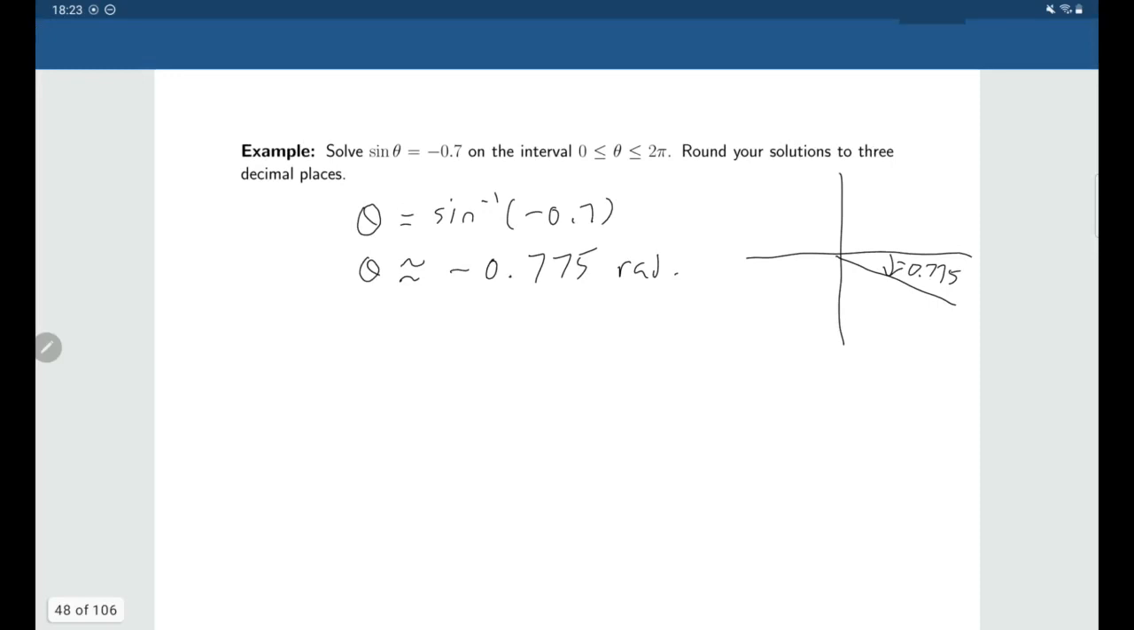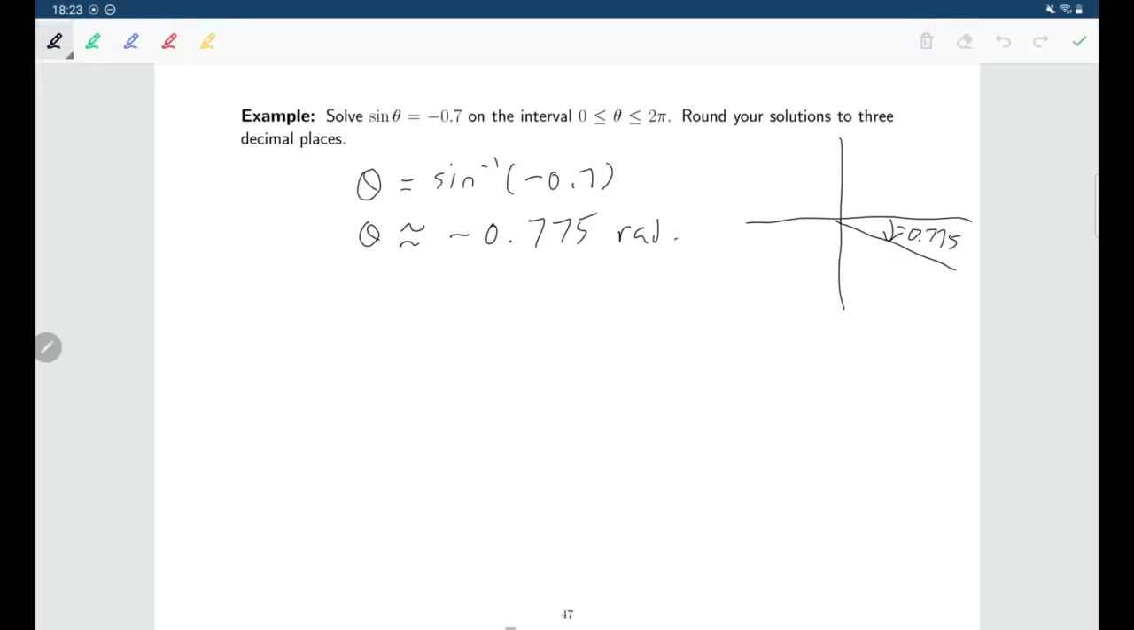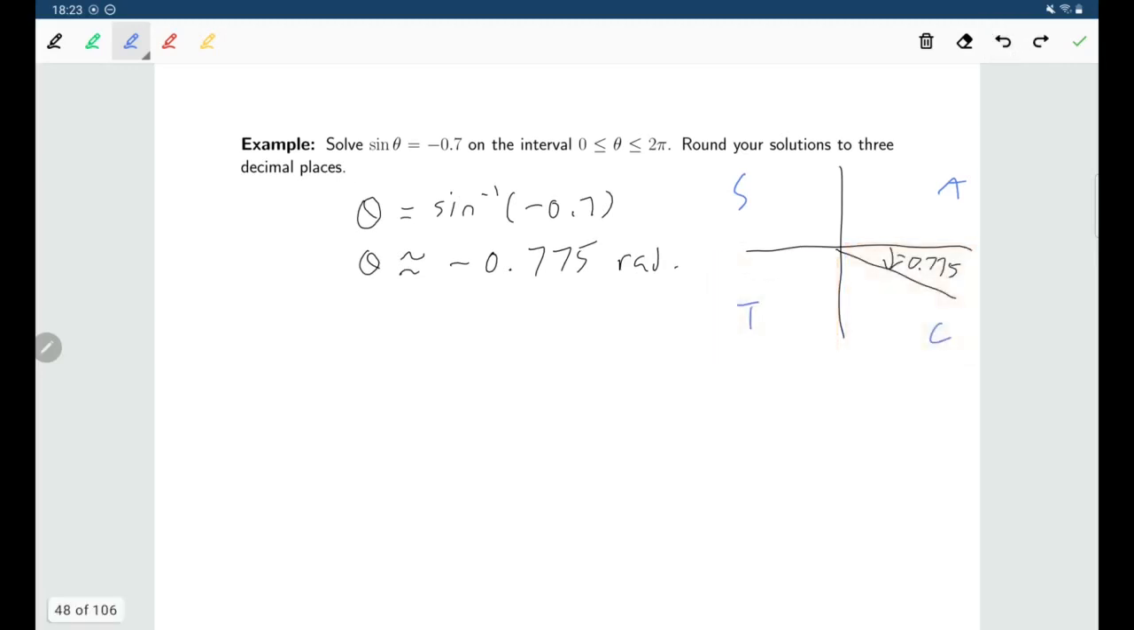So I'm going to need to think about what are my two solutions that I'm going to have. I know that there are two solutions because between 0 and 2 pi, there are two quadrants where sine happens to be negative. One is in quadrant 3 and the other is in quadrant 4. Now, for the angle that's in quadrant 3, we can think of that as having the same reference angle, which would be 0.775 radians, and we've gone past 180 degrees or past pi radians, so this could be thought of as pi plus 0.775. That would be the value of that angle in quadrant 3 in terms of radians.